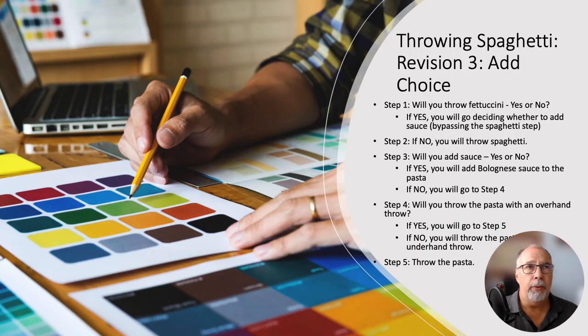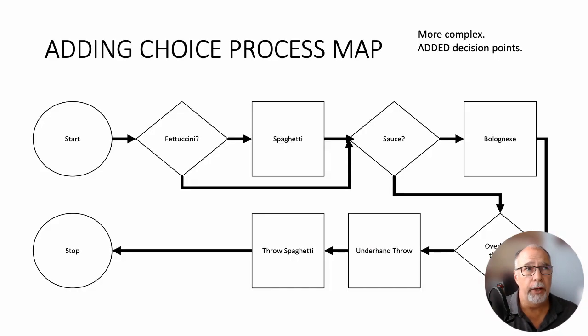If we look at revision 3, where we added in the choice, and we go back through the steps, essentially choosing between fettuccine and spaghetti initially, and then deciding whether or not you would add the bolognese sauce. And then the third choice is, will you throw the pasta with an overhand throw? You want to look at how you embed those in the process map that we just created. And the way you would do it is by adding decision points at each critical juncture. So you start off by asking, will we choose fettuccine? Yes or no? You notice the question mark inside the diamond.